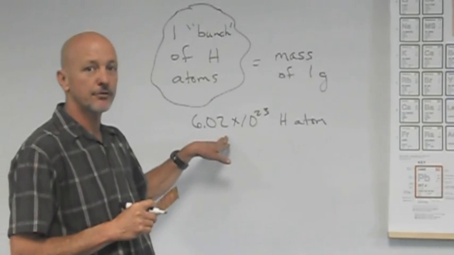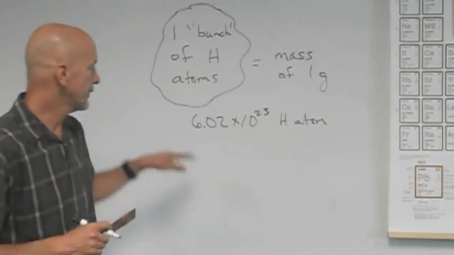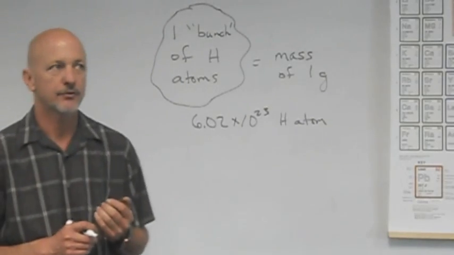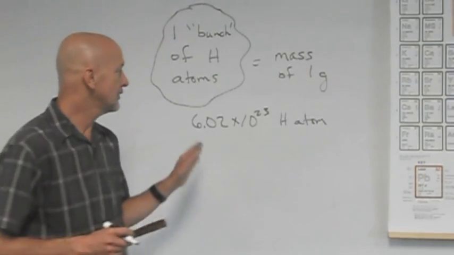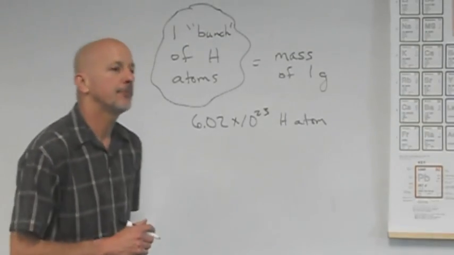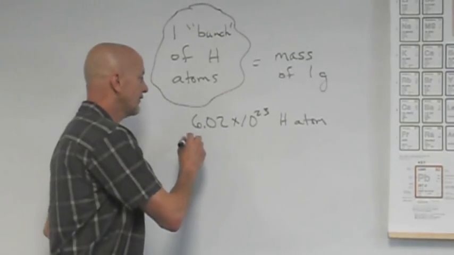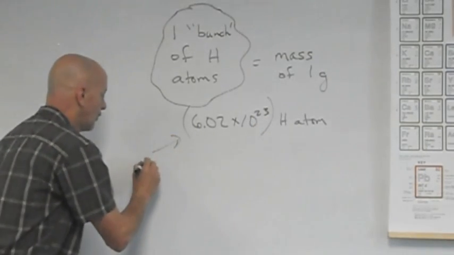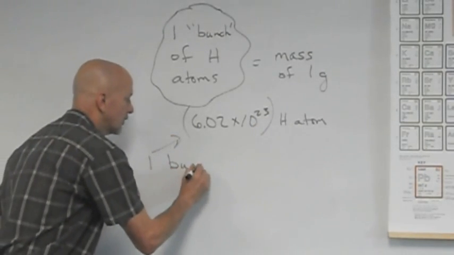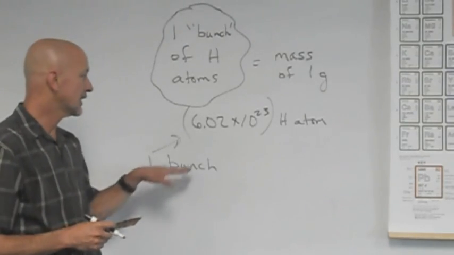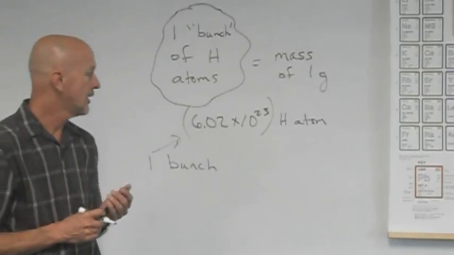Now 6.02, that's a huge number. If I were to write that, that's 6.02 and another 20 zeros, or 21 zeros. So if I look at that, that's a giant number. So this becomes the quantity. This is 6.02 times 10 to the 23rd. That becomes 1 bunch. We're going to count atoms because they are so small and because there's so many. We're going to count them in these bundles.